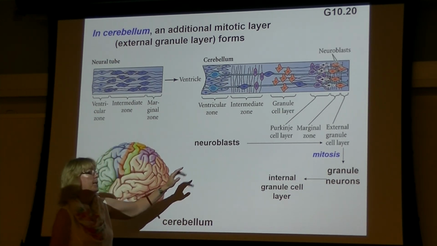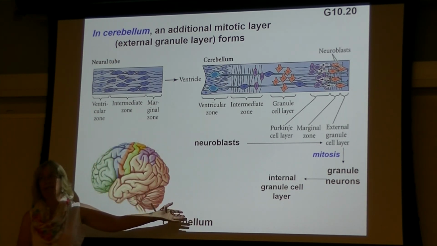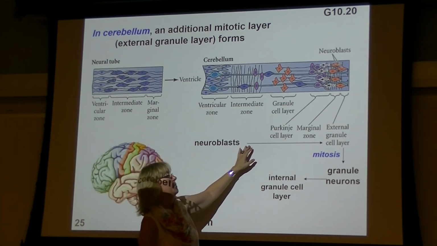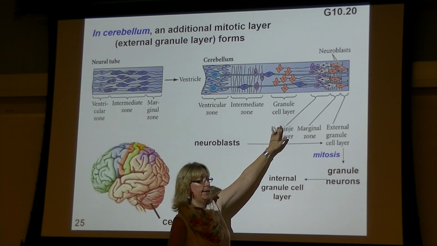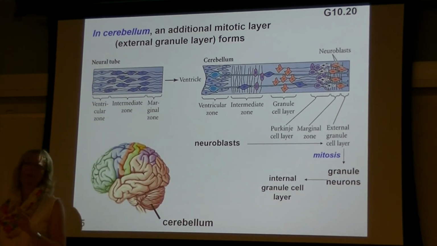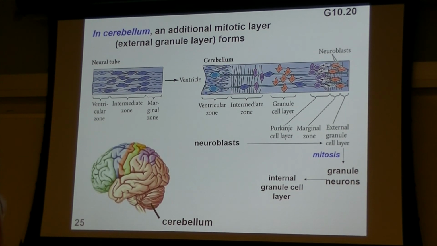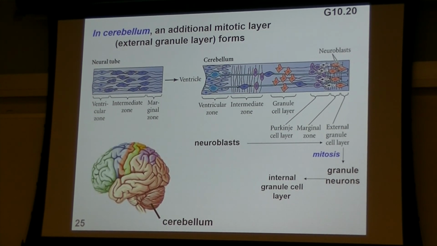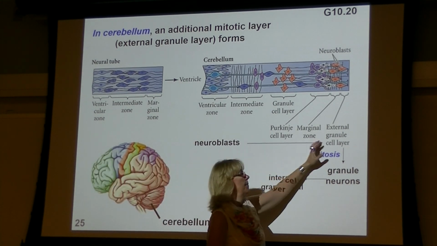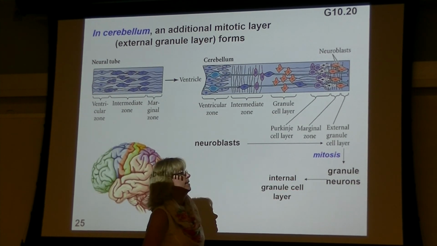But the cerebellum has one interesting exception to this theme that I want to point out. One of these groups of cells, known as the granule cell layers, initially are set up as I've described, where the neuroblasts, or the precursor daughter cells from those cell divisions, leave the neural tube. They go out, they make a layer, it's called the granule cell layer. It's actually called the external granule cell layer.